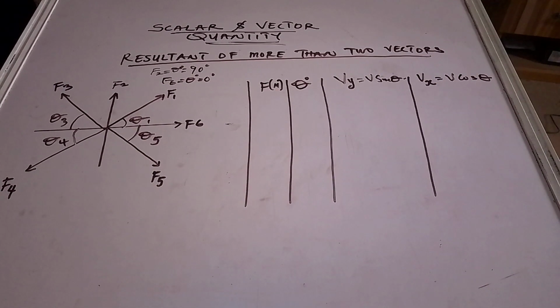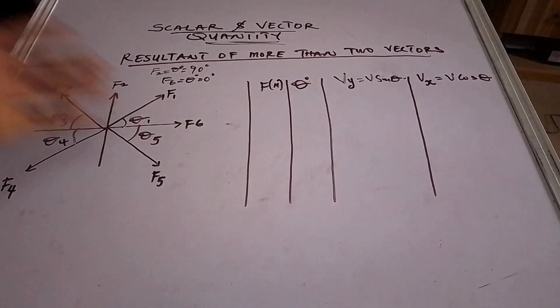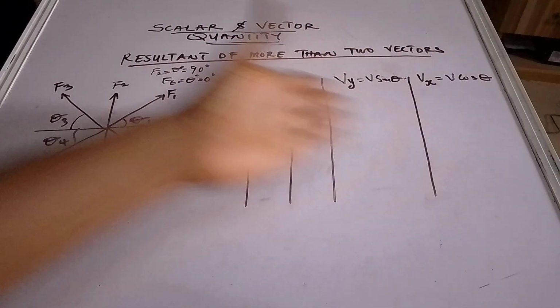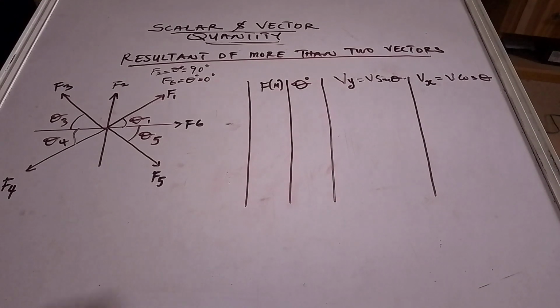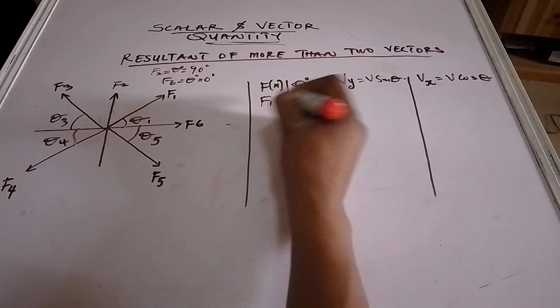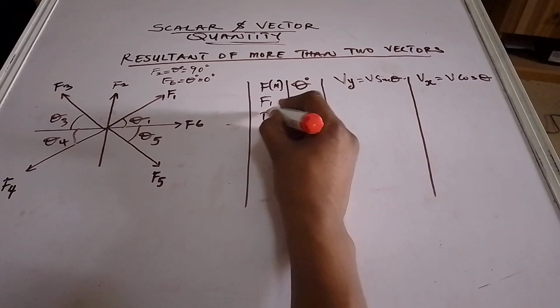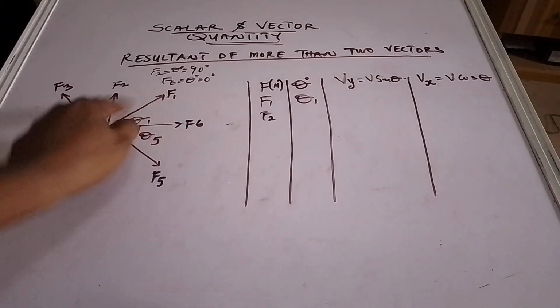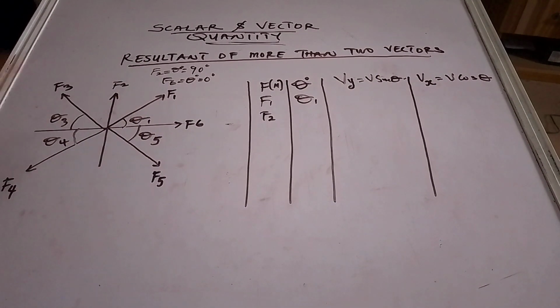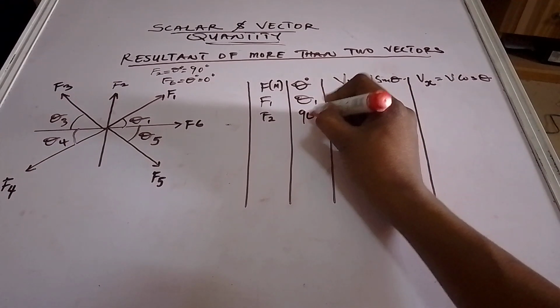Alright, let's fill in these parameters. We want to resolve these components, so let's resolve the vertical and the horizontal components. So let's first list these forces here. We have F1, and what is the angle of F1? F1 is theta 1. Then we have F2. What is the angle of F2? Remember we said F2 is 90 degrees. So F2 is 90 degrees.